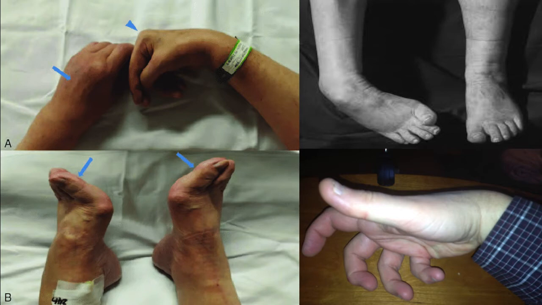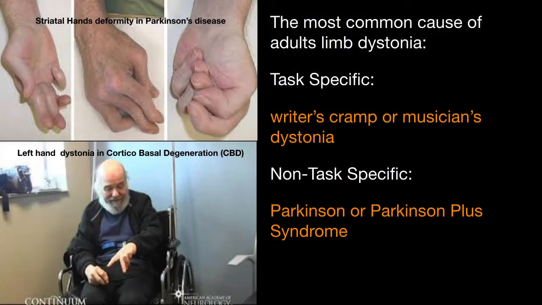Isolated limb dystonia is not as common as cervical or facial dystonia. Generally speaking, focal limb dystonia in adults, if it occurs in specific actions such as writing or playing instruments, will be task-specific dystonia. Otherwise, one of the Parkinsonian syndromes, such as corticobasal degeneration or CBD, should be thought of.